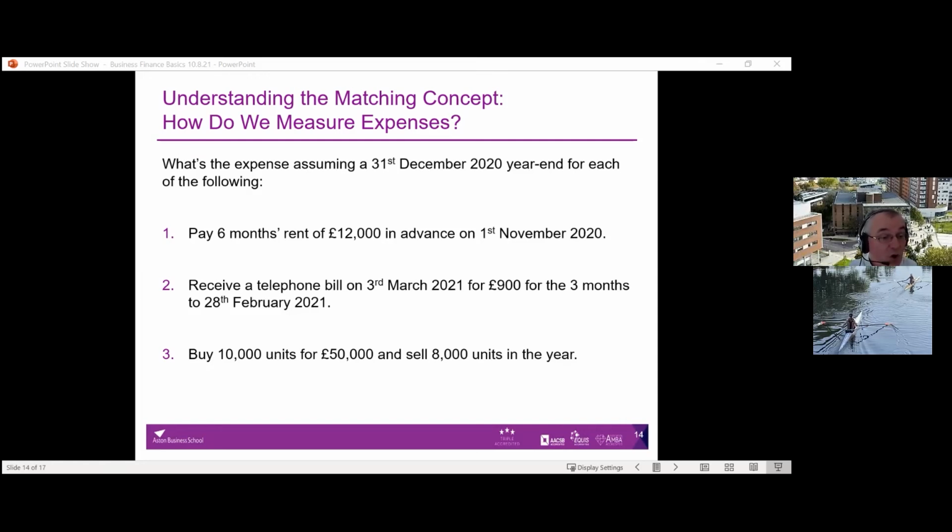And for the third one, if we buy 10,000 units for £50,000 and sell 8,000 of them in the year, well, the amount consumed would be £40,000. The expense is not the cost of the goods that we've bought or produced, it's the cost of the goods that were sold in the period. Again, the key word here, what's been consumed in earning income in the period.